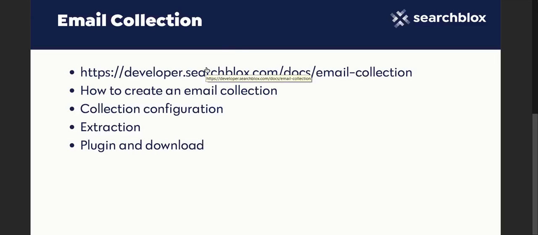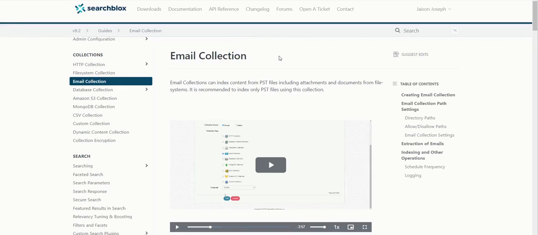Today I'll show you how to use the email collection to search Microsoft PST email archives and download them as a zip file. Let's start by going to this developer documentation link. Email collection can index emails from PST archive files, including attachments. Let me show you how to create an email collection.